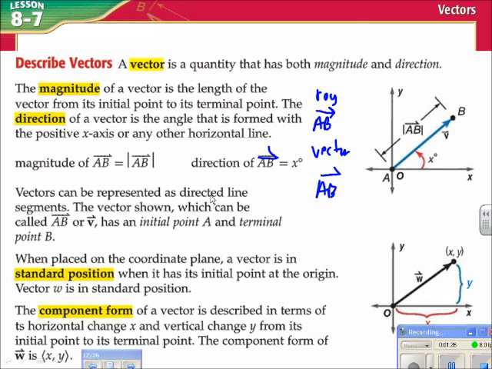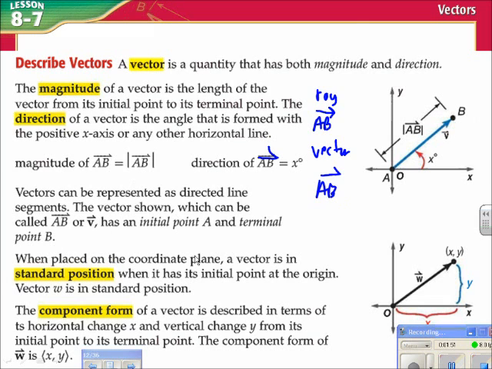So vectors can be represented as directed line segments. They're actually a segment, not a ray, because they have a starting point and a stopping point. The vector shown can be called vector AB or vector V, because it starts at A and ends at B. So I can call it vector AB, or you can name it with a single letter, like V. That vector has an initial point A and a terminal point B.